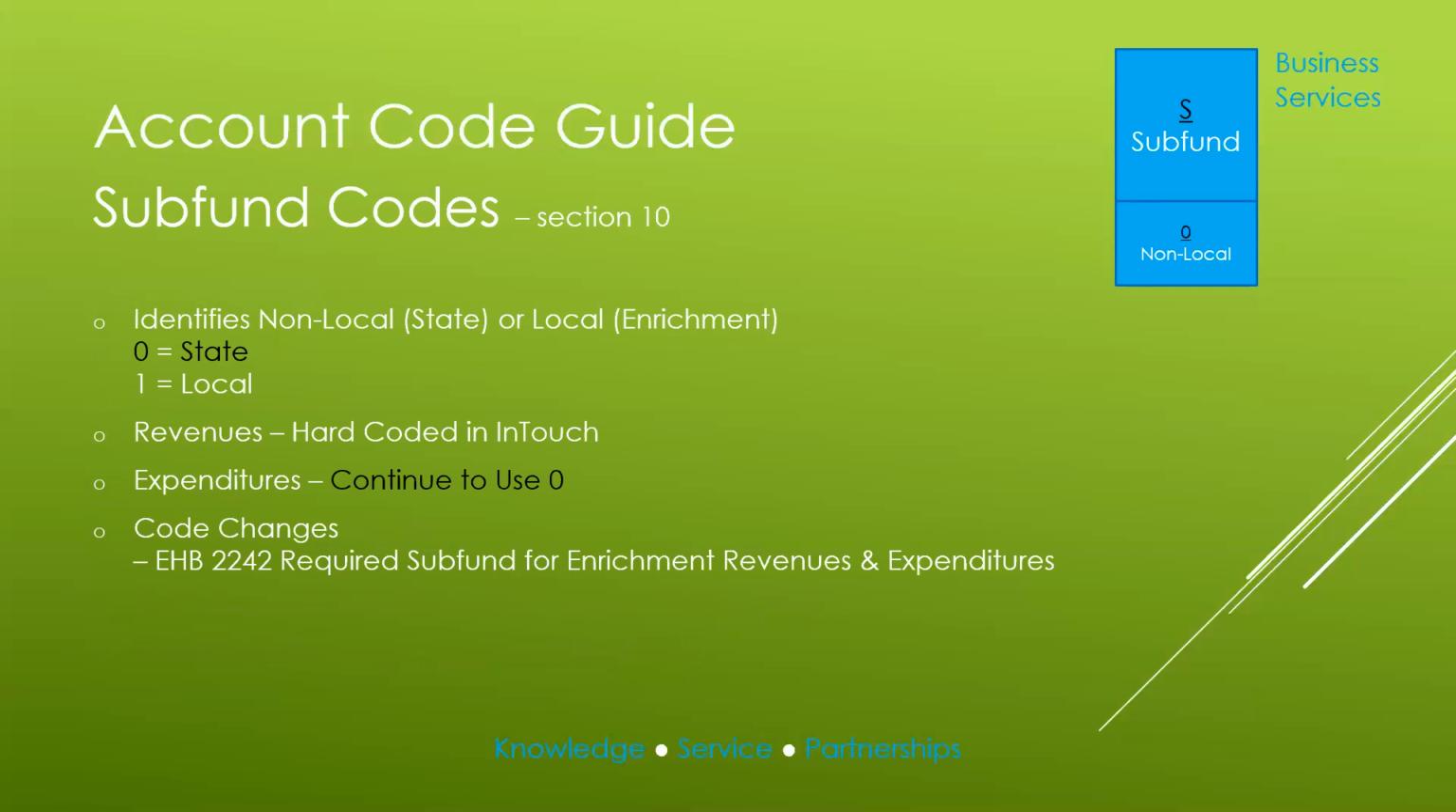Subfund. You won't do much with this, but I want to make you aware of why it exists. So again, there was some legislative action that required the subfund for enrichment, revenues, and expenditures. Basically, the legislature wants to know how we use our levy dollars. And so we have a subfund 0 for state expenditures and 1 for local expenditures. Now the revenue side is hard-coded and in touch, and the expenditures is where you will see the 1 or the 0. Please continue to use the 0 at the end of expenditures. Don't select the account code with subfund 1.